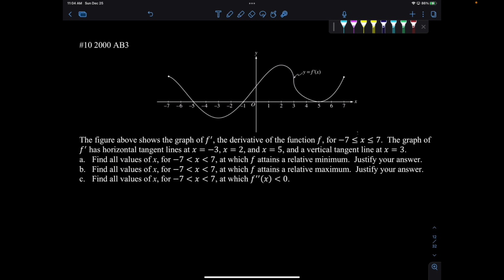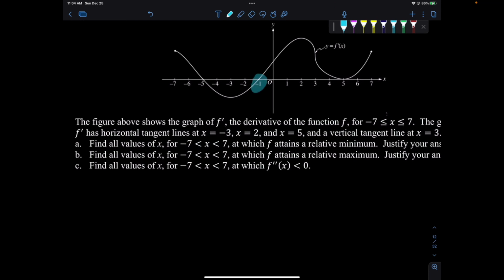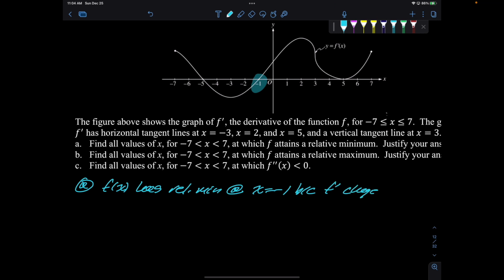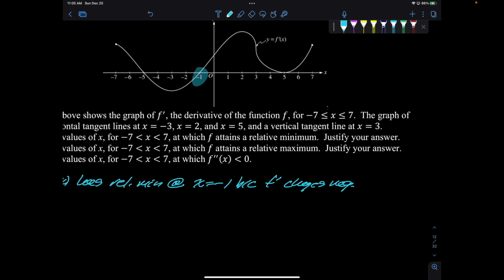Find all x at which f attains a relative minimum. Relative minimum is f prime going from negative to positive. That's happening here and only there. So our answer to A, f of x has a relative minimum at x equals -1, because f prime changes negative to positive. There. Believe it or not, that says there. T-H-E-R-E. Okay.